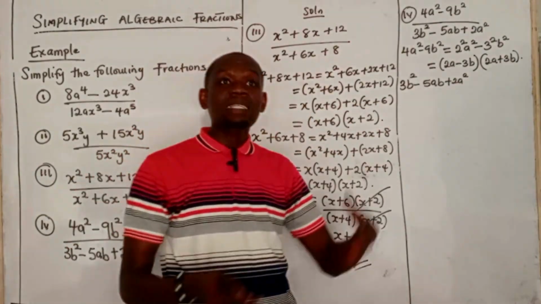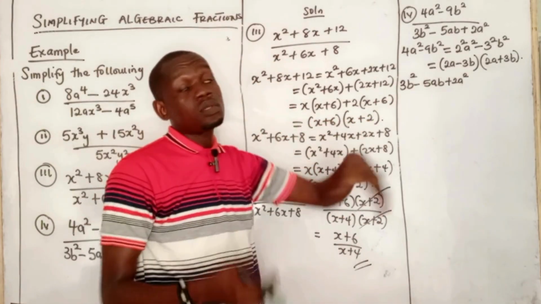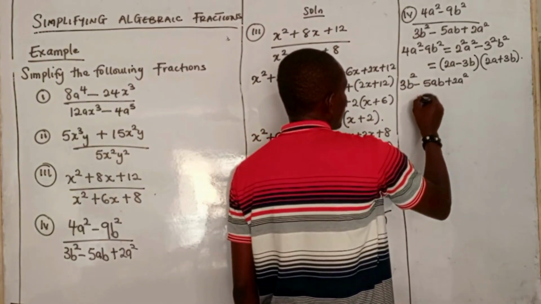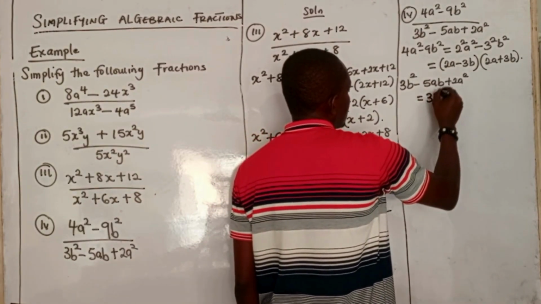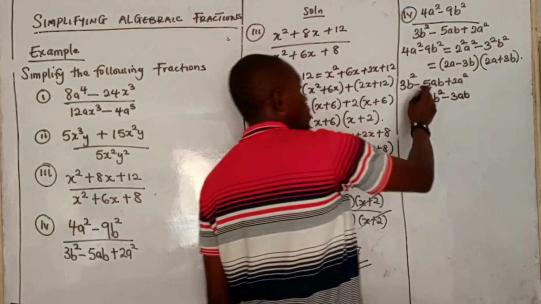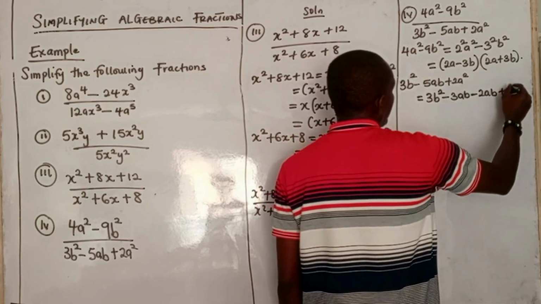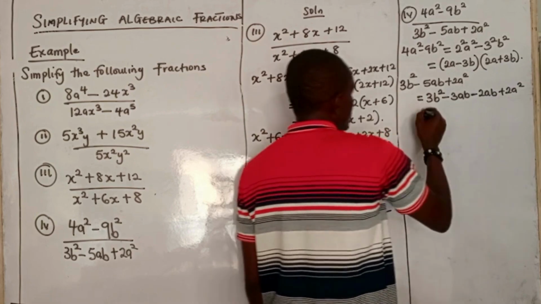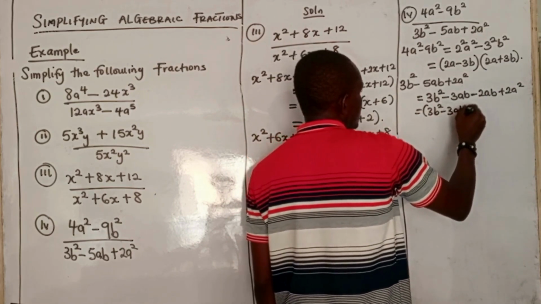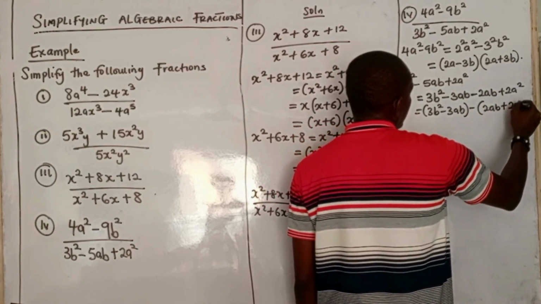Those two numbers are still 2 and 3, but now we are looking for minus 5, so both of them are going to take the minus sign. So we are going to have this expression as 3b squared minus 3ab, because what we have there is 5ab split into minus 3ab minus 2ab, then plus 2a squared. So if you group them in twos now, we are going to have this, and then we're also going to have this plus 2a squared.